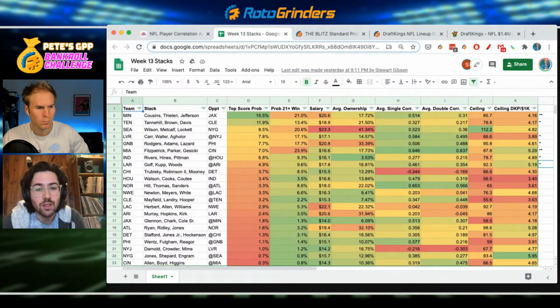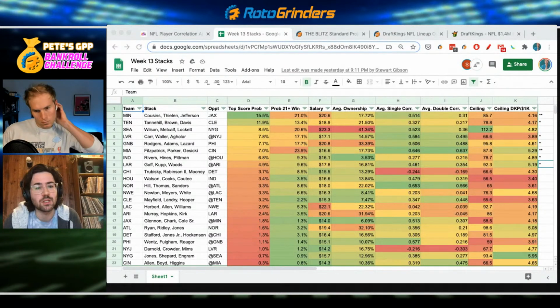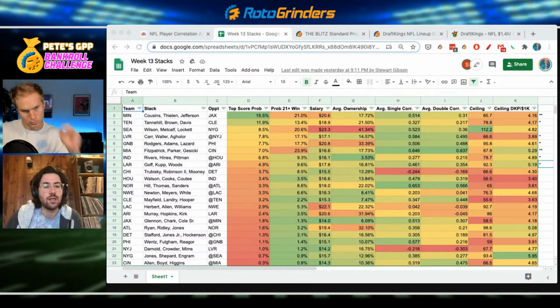Add that all up. I really think the ceiling DKP per dollar is super valuable. You can see the stars I've put next to some of these stacks, and they tend to be the stacks that have the highest ceiling per dollar. I think that metric is a decent catch-all for the distribution of players. We have some players, I think Derek Carr might be a good example, who always has a pretty good median projection, but leaves a bit to be desired in terms of his true ceiling.